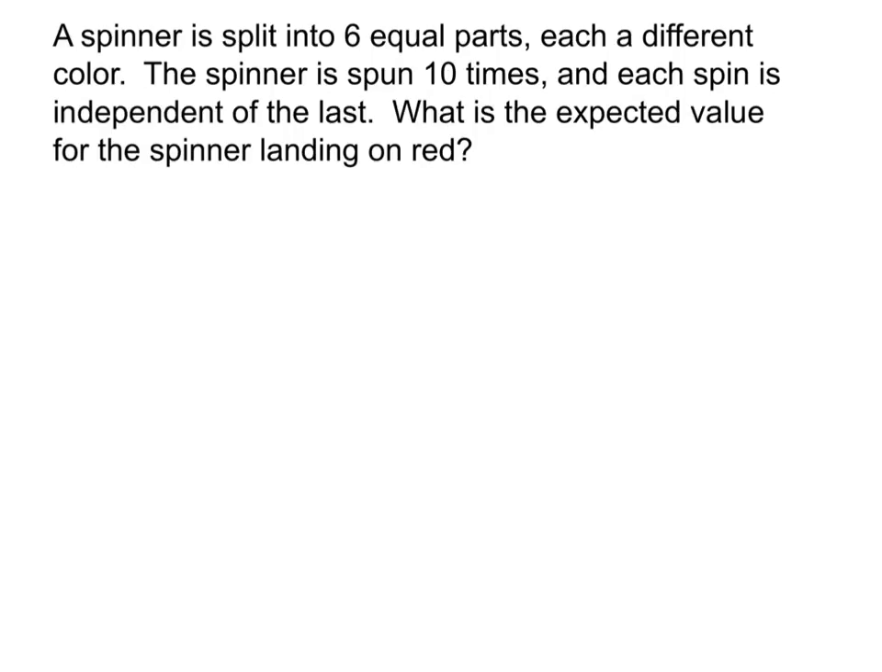So there are some important words in this problem that you need to pay attention to before we start. The first one is this word here, 6 equal parts. And the second one is the fact that the spinner is spun 10 times, and then the fact that each spin is independent of the last. All of these different words together should indicate to you that this is a probability problem that involves binomial probability.